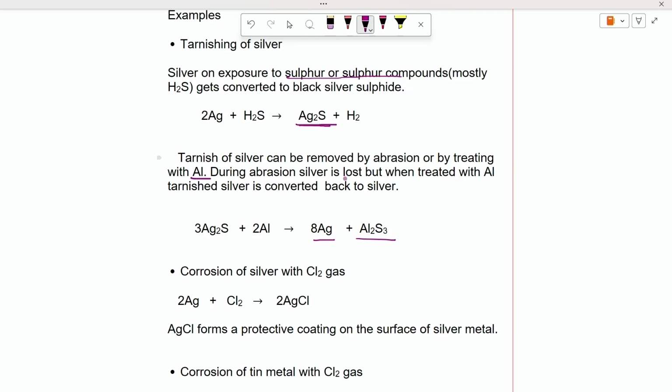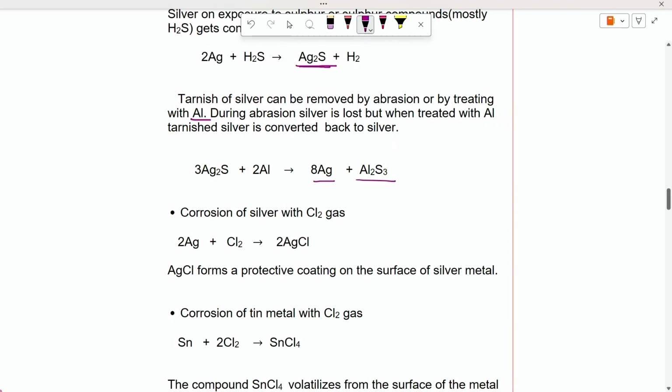Now, when we use abrasive methods to clear the surface, we lose some amount of silver, which has been converted as sulfide, while this method is converting silver sulfide back to silver, and therefore, there is no loss of metal in this method. So, this is a better method to remove the tarnish on the silver.